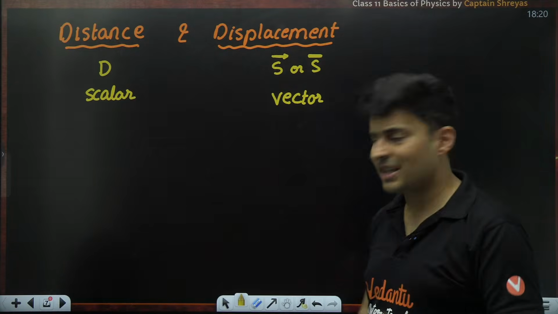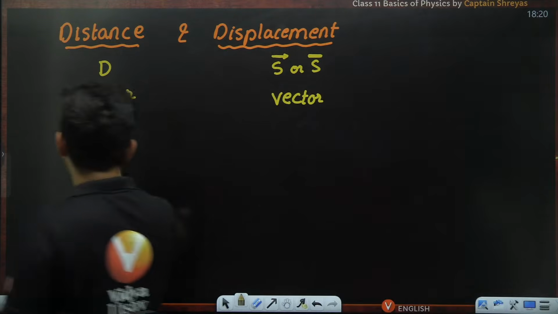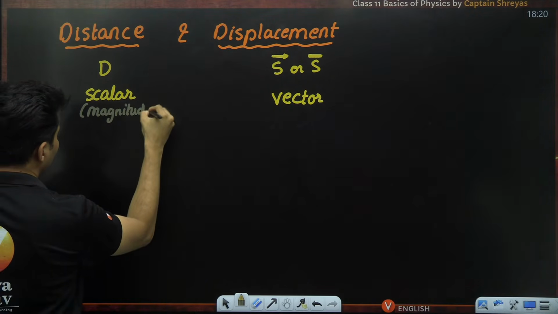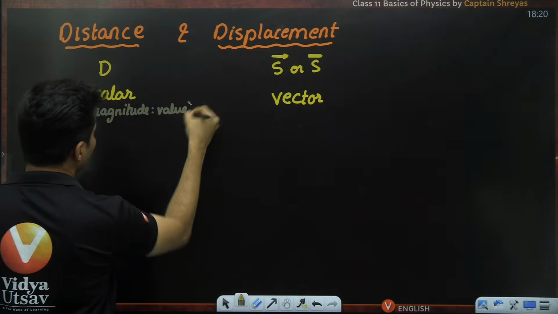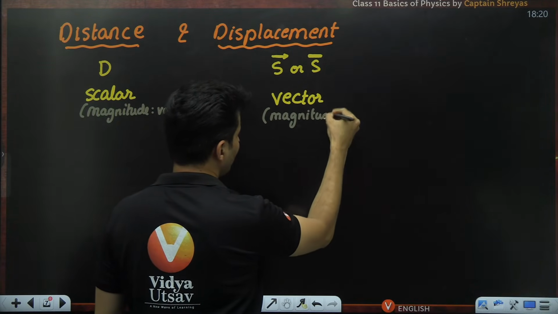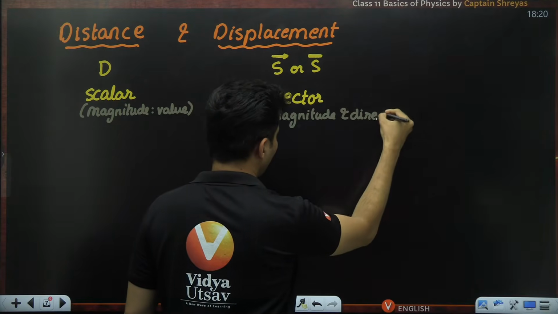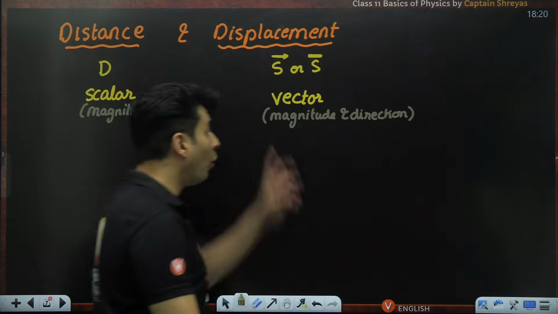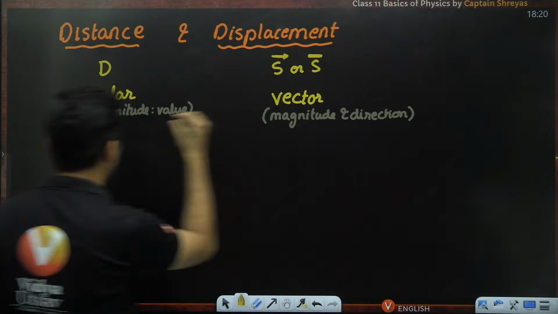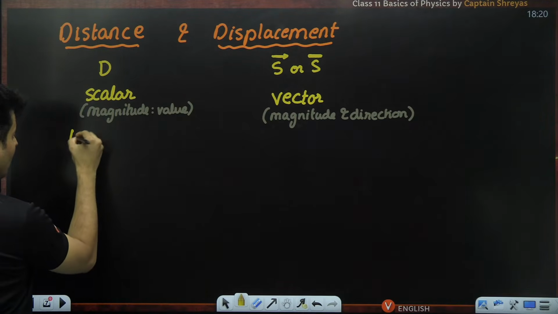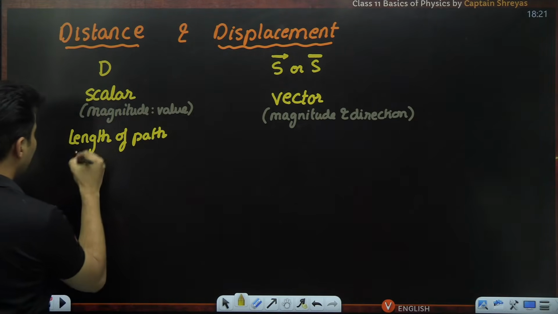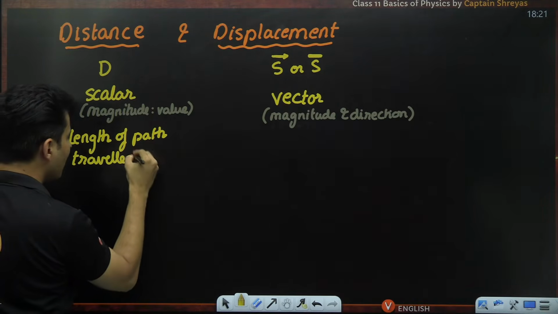Now, what is the difference between scalar and vector? If you have forgotten, let me remind you. When you talk about scalars, you just give me the magnitude, which means the value of it. Whereas when it is a vector, you give me the magnitude and the direction also. Both are mandatory. What is distance and what is displacement? Distance is nothing but the length of the path traveled. Don't worry, I will give you examples.